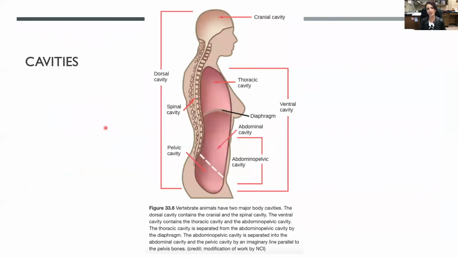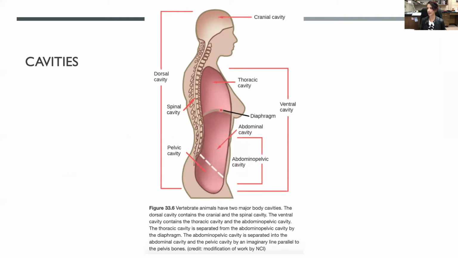Here we have all the different cavities that make up the human body. I like to say that humans are nothing but tubes because, I mean, really we are. We're just like one big long tube. But here we have the abdominal cavity, the pelvic cavity. We can combine these two as the abdominopelvic cavity together.